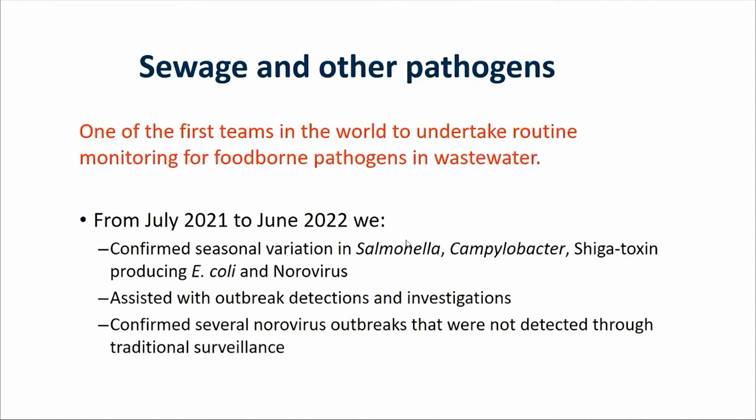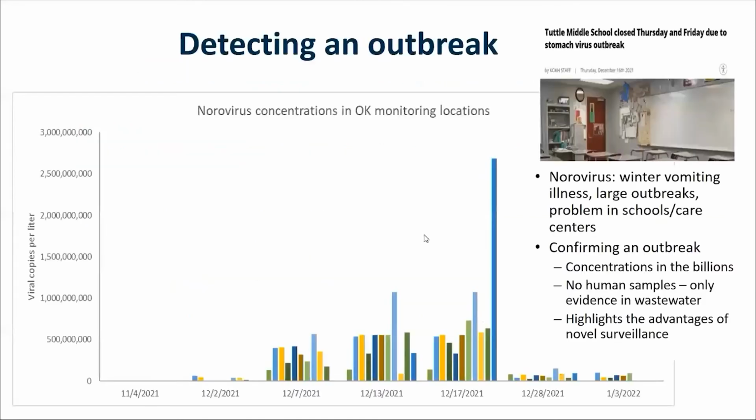And so we've been able to confirm, especially on norovirus, several outbreaks that didn't necessarily get tested for. Here's an example of the first one that we did for this, right when we were beginning to sample wastewater. Dr. Kuhn saw a news article that said small community in Oklahoma, Tuttle, which is southeast of Oklahoma City.